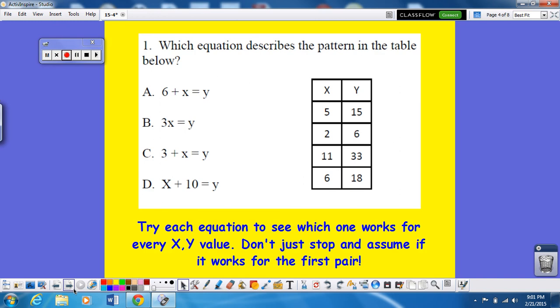Okay, take a look at this. Which equation describes the pattern in the table below? So let's try each of these equations to see which one works. Now remember, if it works for the first one, that doesn't mean you're done. You need to make sure it works for all of them.